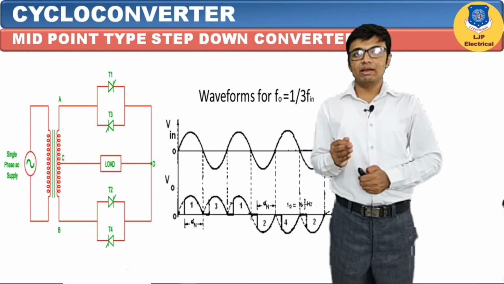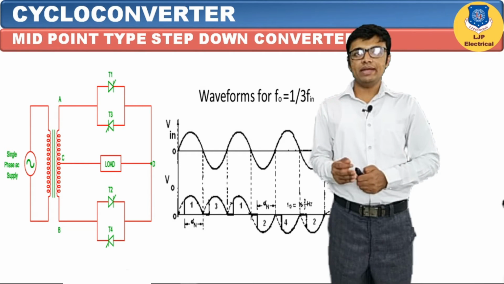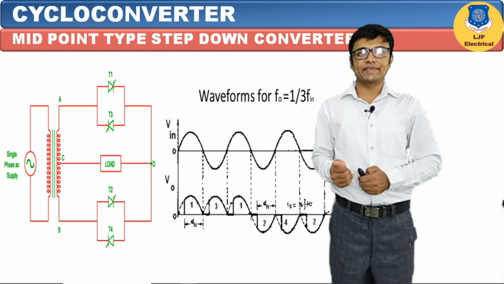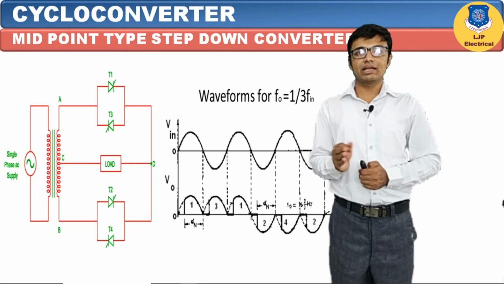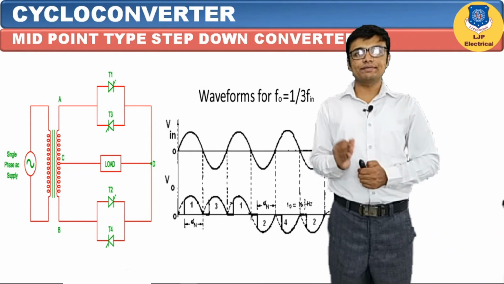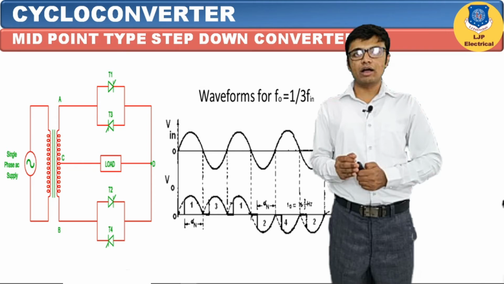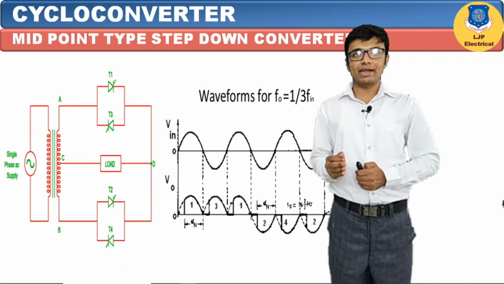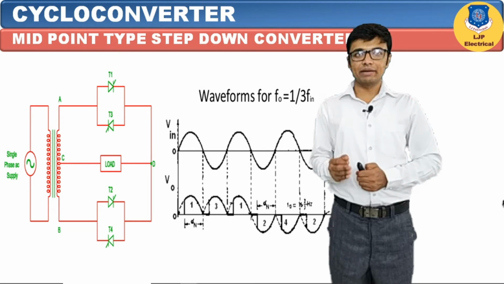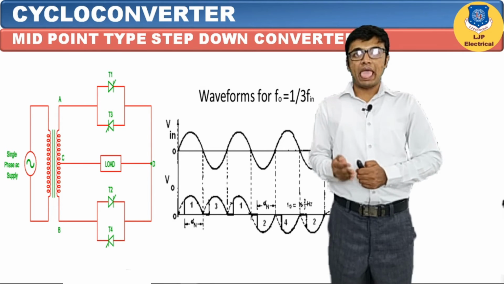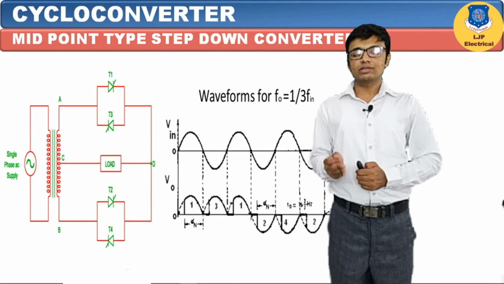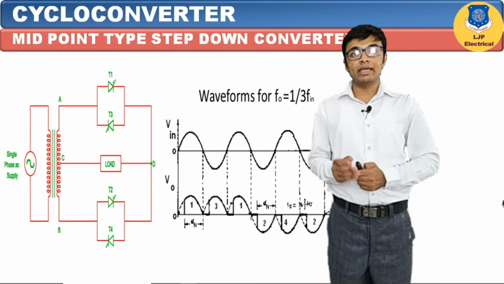Now suppose A terminal will become positive, then current will flow from A to T1 to the load and come back to the point C. Again we will get positive half cycle in the output. Now again negative half cycle will come, and now we have to generate negative half cycle in the output. As negative half cycle will come, this bottom terminal B will become positive, and at the same time A terminal will become negative. Now if we trigger thyristor T3, then the current will flow from the midpoint to the load to the thyristor T3 and come back to the point A. Thus we will get negative half cycle in the output.